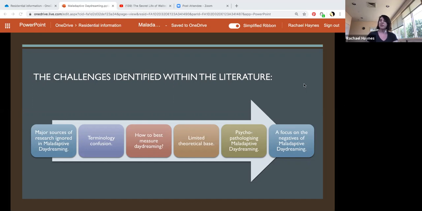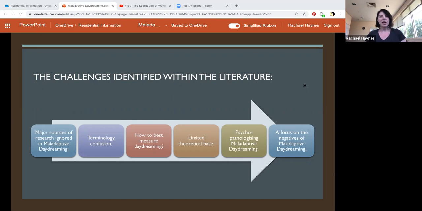The second was the terminology confusion, which I guess if you're a daydream researcher, you might get led down a different pathway unless you knew all of the terminology. So it was really important to look at the research and be able to use the terminology to carry out a full literature search as well.